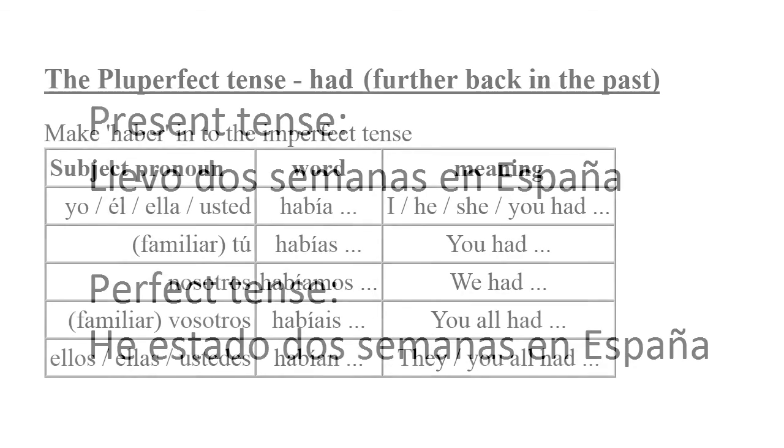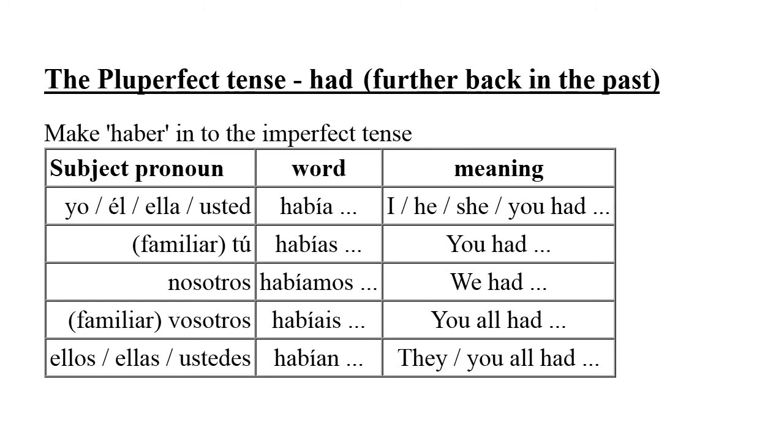The pluperfect is also called the past perfect, but I like to think of it as the had tense. It is used to talk about an event that occurred before another event. It is very easy to form. You may recognize the endings as they are exactly the same as the imperfect tense. Había can mean I, he, she, you had. You can just add s, n and mos for those other forms. Habías, you had, habíamos, we had, and habían, they or you all had. You can use that trick again and change habíamos to habíais to translate you all had.